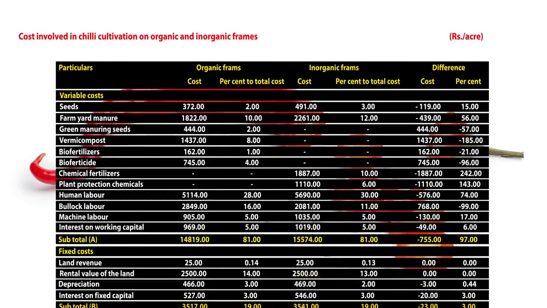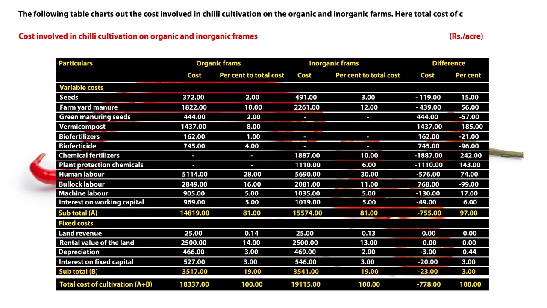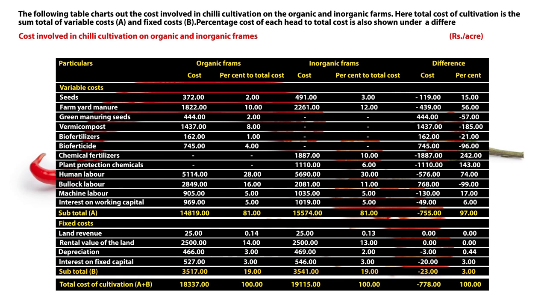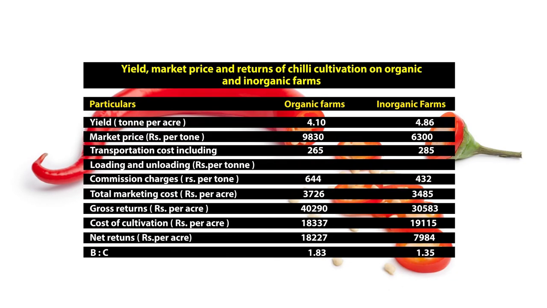Now presenting you the table. The following table charts out the cost involved on chilli cultivation on the organic and inorganic farms. Here, total cost of cultivation is the sum of total of variable costs, A, and fixed costs, B. Percentage cost of each head to total cost is also shown under the different columns. Now presenting you the table of.